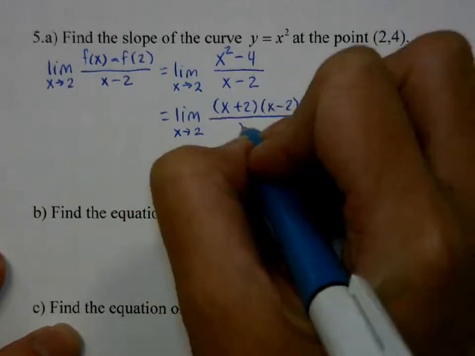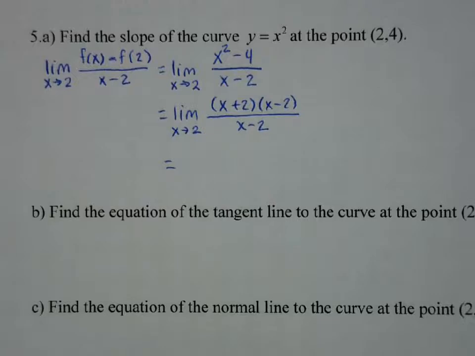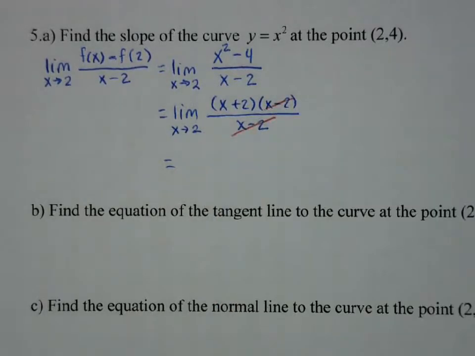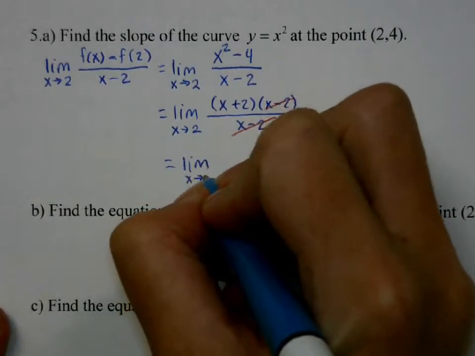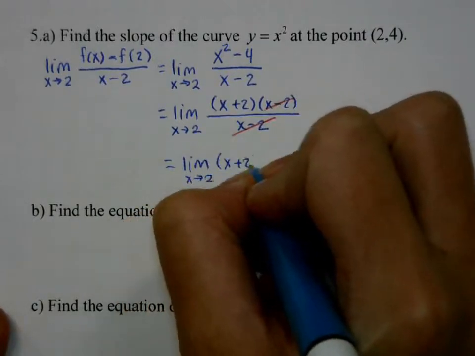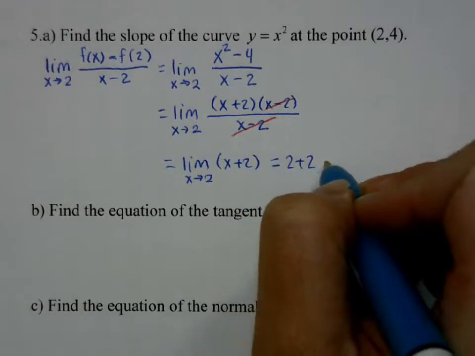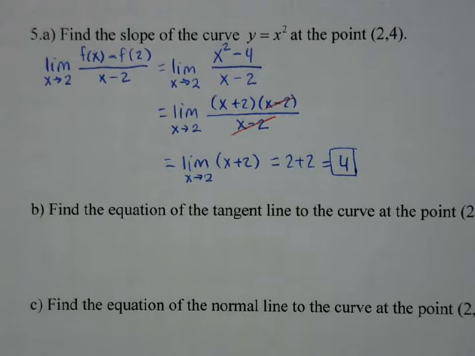So the x minus 2's go away. Now we have the limit as x goes to 2 of x plus 2, which is 2 plus 2, which is 4. Okay, the slope of the tangent line on the parabola y equals x squared at (2, 4) is 4. Okay, now I'm going to do this whole thing again with the other definition.